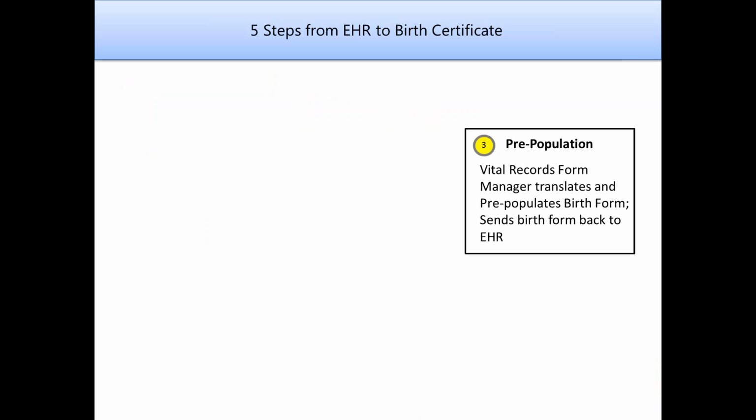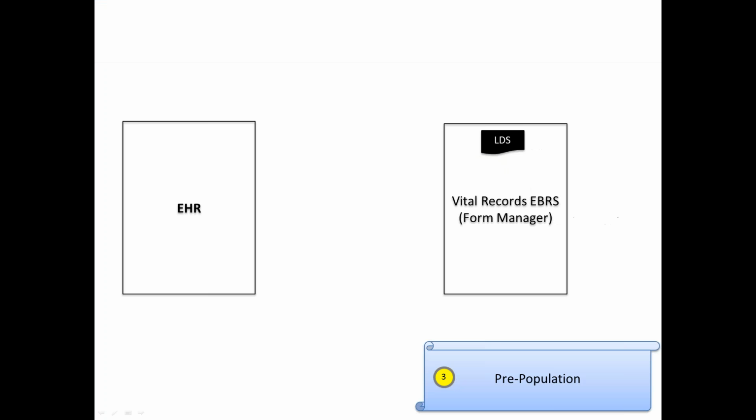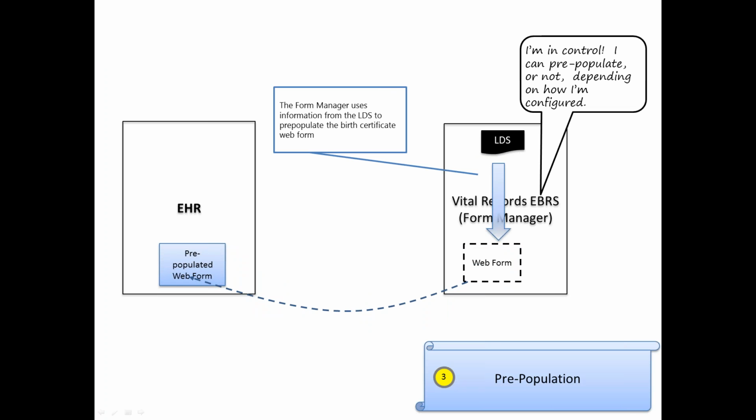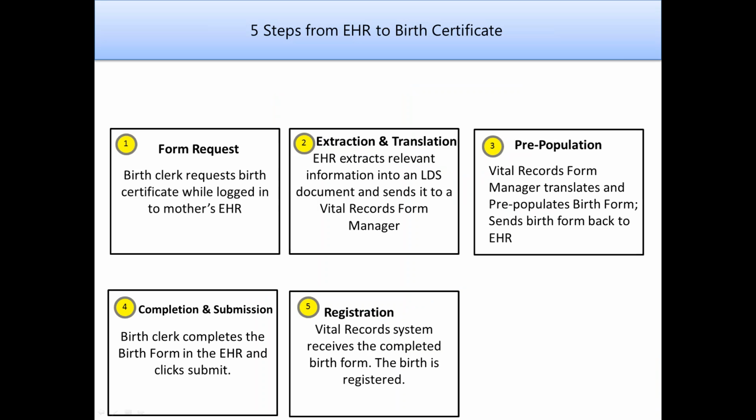Step 3 is the pre-population phase. Back in the Vital Records Form Manager, information in the LDS is pre-populated into a web form and then sent back to the EHR. Pre-population means that fields in the birth certificate form are pre-filled out. Notice that the form manager is in control. It can pre-populate or not, depending on how it's configured on the vital record side. So the configuration and the pre-population are all controlled by vital statistics staff.